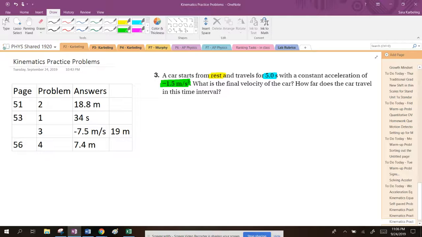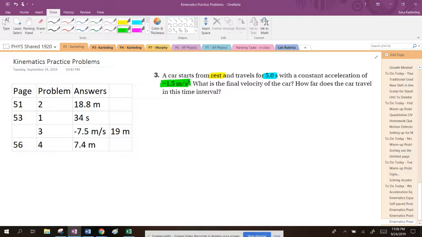Okay, so we've done these problems. We've talked about this a lot. If it's starting from rest and it has a negative acceleration, I'm thinking it's going to be speeding up, going away from the origin in the negative direction. Just saying, just kind of something to think about.